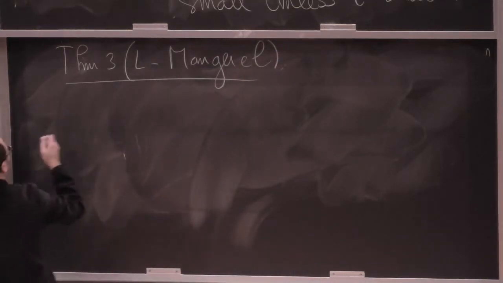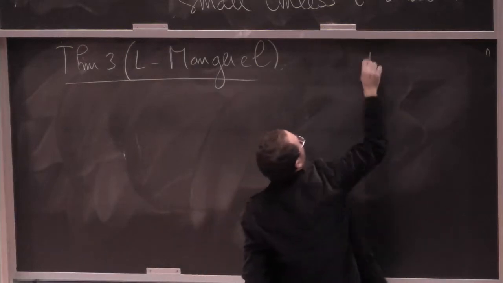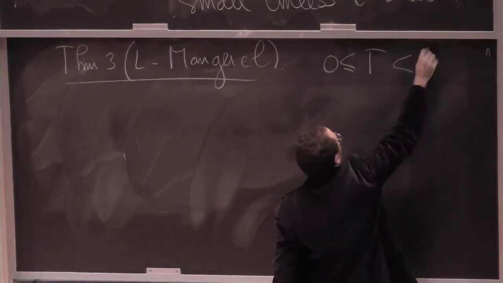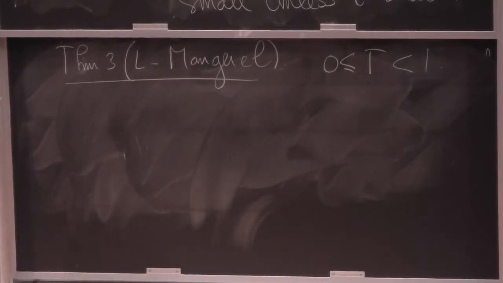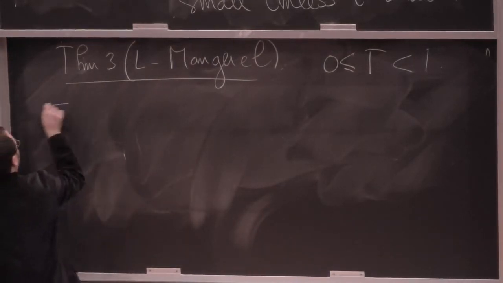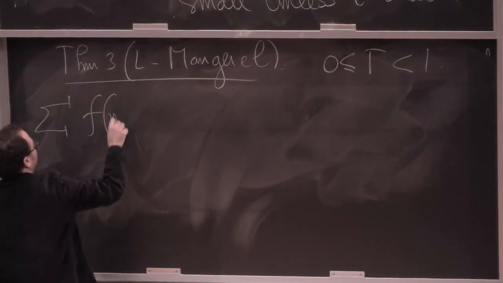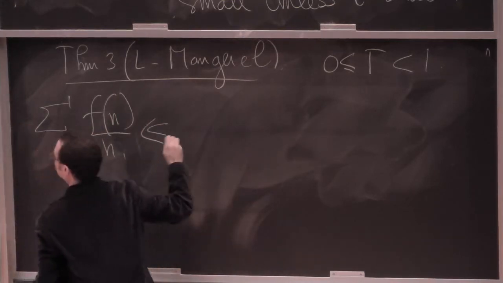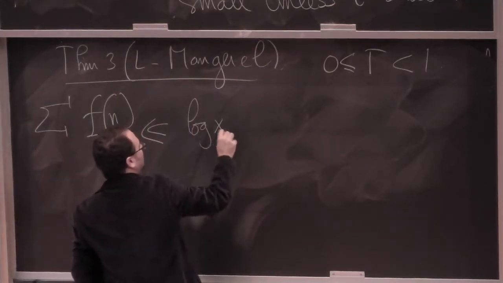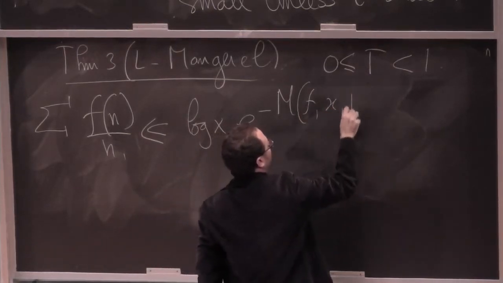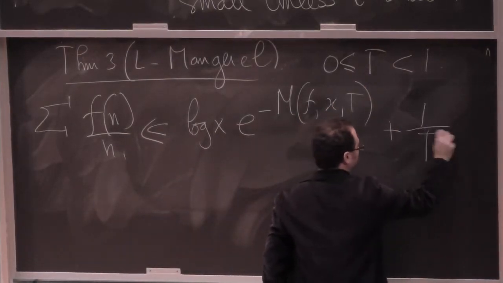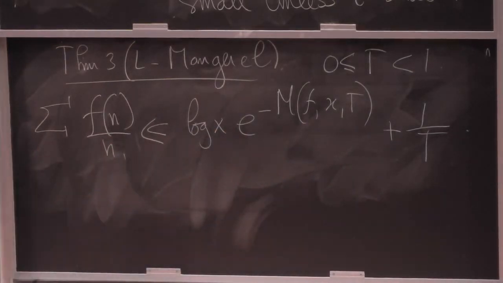Again, with the same assumption, but t here now can be anything between 0 and 1, where this, in fact, is what detects where these are large. And you can show that this is, again, going to be bounded by log x exponential minus mfxt. But we have also an improved 1 over t here.